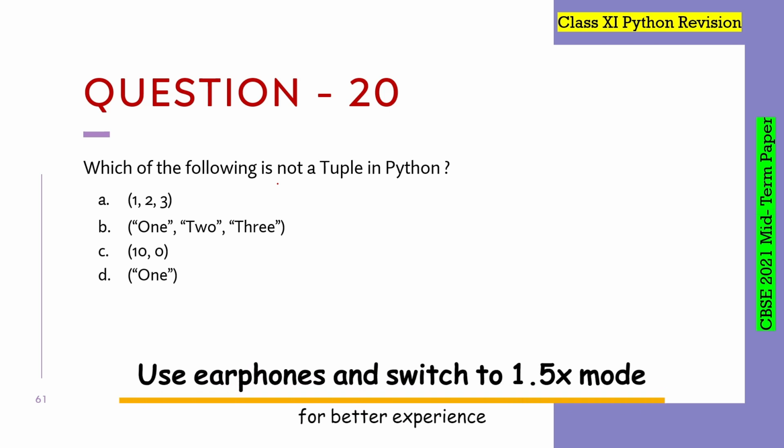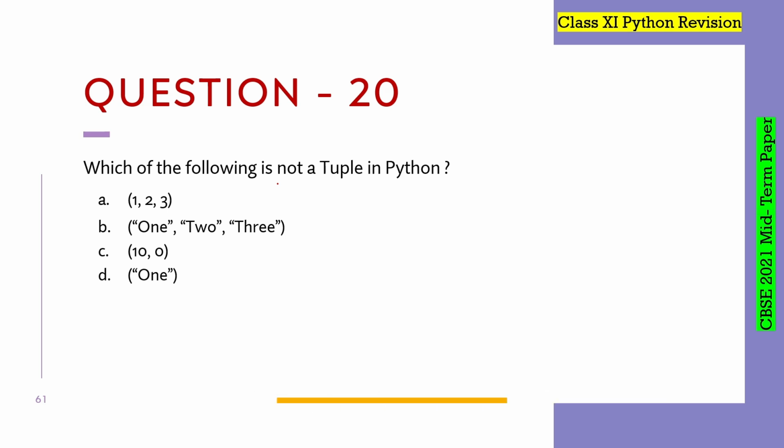So this is question number 20 from the CBSE midterm paper 2021, and this question comes under the topic Class 11th Python revision. In this particular question, it has been asked: out of the given four options, which one is not a tuple in Python? So let's take a look at the options one by one, and we will try to figure out which one is not a tuple in Python.